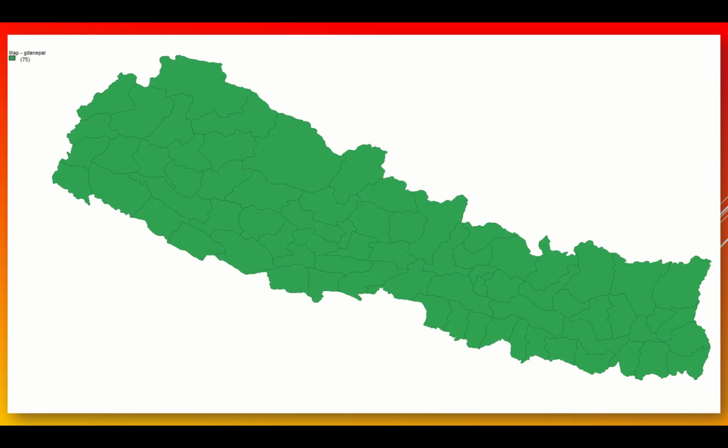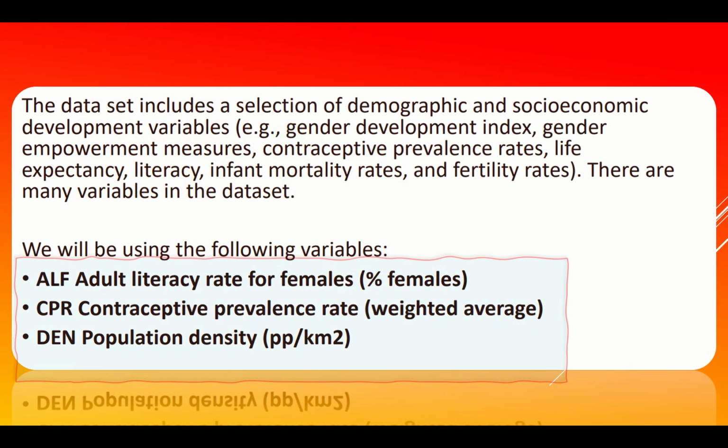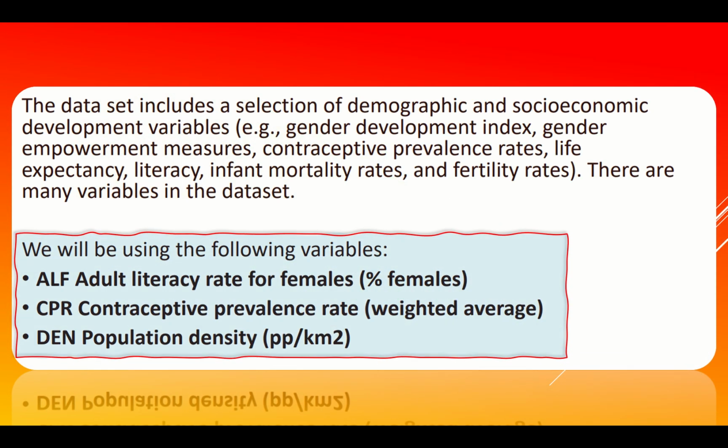So for our data set, we're looking at Nepal. Once you get Nepal opened up in terms of the map in GeoDa, you'll see that the country of Nepal is divided into a number of polygons. And within each of these polygons, you're going to have a number of attributes that we're going to be looking at, but we're going to be looking more closely at three attributes in particular. That is ALF, which stands for adult literacy rate for females, CPR, which is the contraceptive prevalence, and then DN, which is the population density.